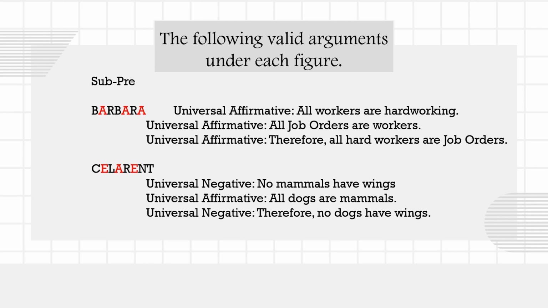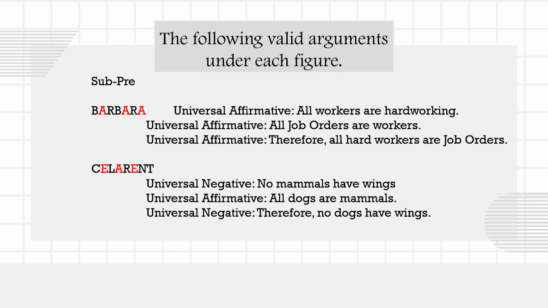In categorical logic, the conclusion should be, therefore, all job orders are hard working, as this conclusion aligns with the premises and the logical relationship between the categories. The initial conclusion is not supported by the premises and represents an incorrect application of categorical syllogism rules.